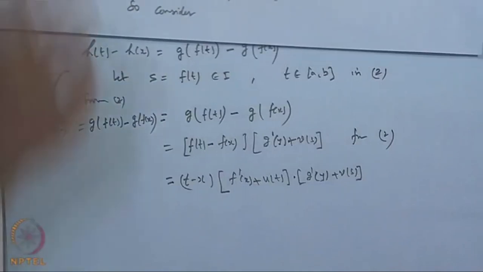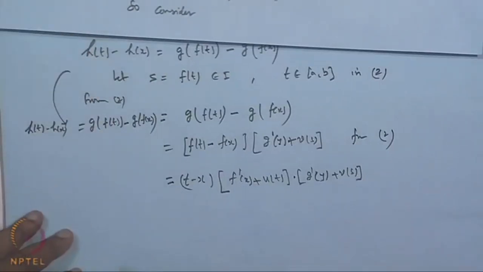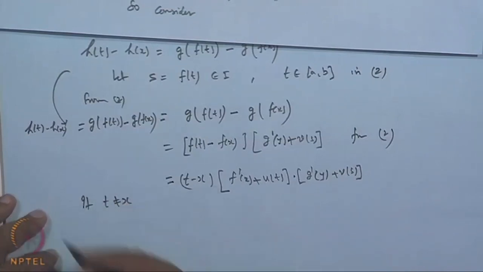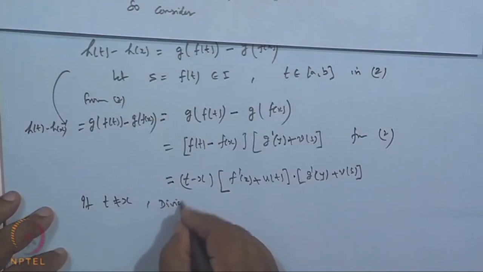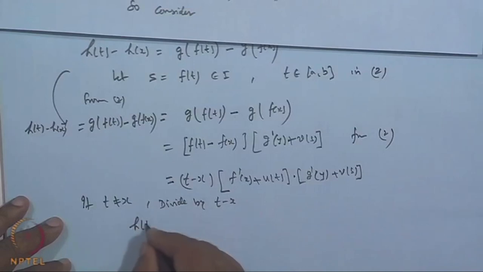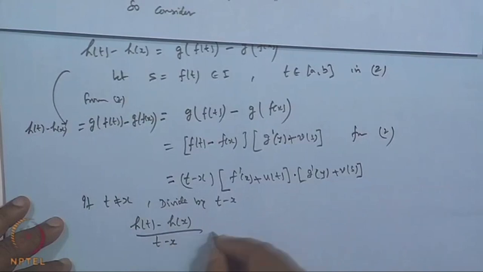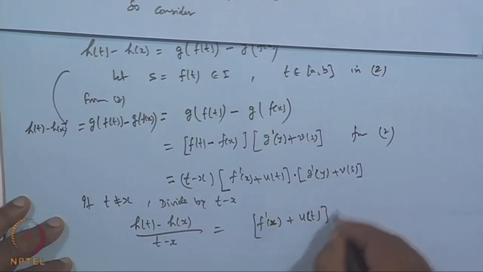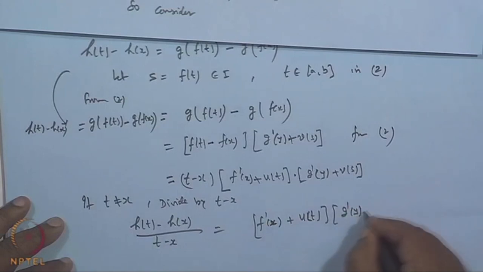Okay. Now, let us take this. If t is not equal to x, then we divide by t minus x. When you divide by t minus x, you are getting h t minus h x over t minus x, which is nothing but f prime x plus u t, into g prime y plus v s.